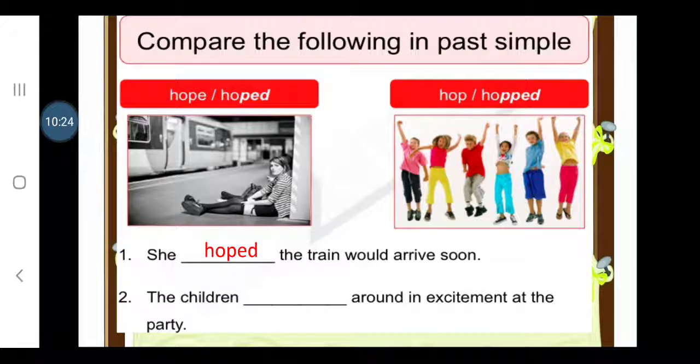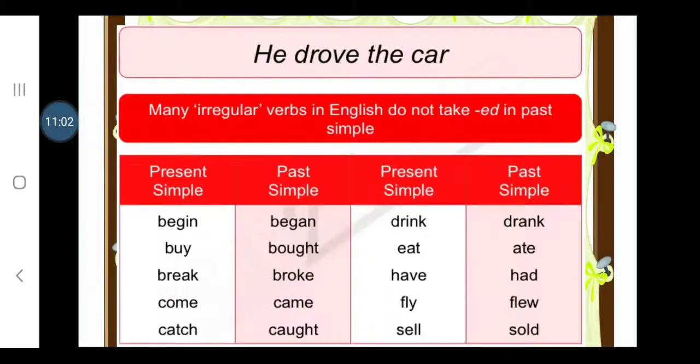So did they hop? Are they hopping, or they are going to hop? Okay, so have they attended the party and showed the action? I think so, because this is the picture of the actions they did in the party. So what do you think it is? Is it hop or hopped? 5, 4, 3, 2, 1. The children hopped around in excitement at the party. You see that? Past tense.